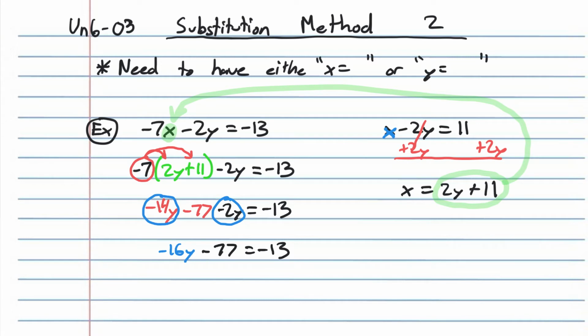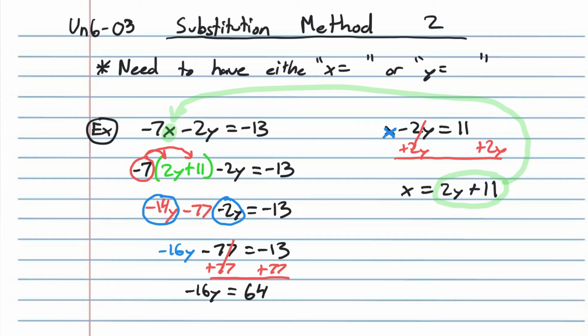Okay, so it's not too bad now, right? So now we can get rid of that 77. We'll add it to the other side. So those will cancel out. And we get negative 16y by itself. Use a calculator if you need to, but negative 13 plus 77 gives you a positive 64.